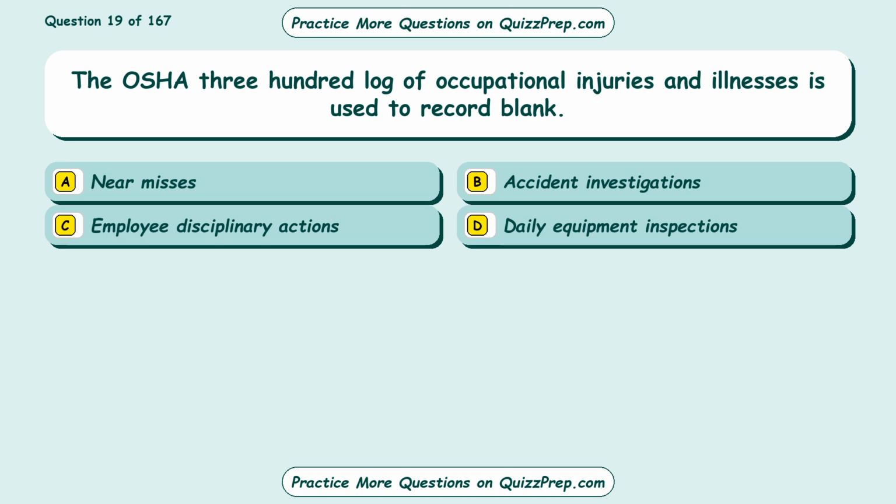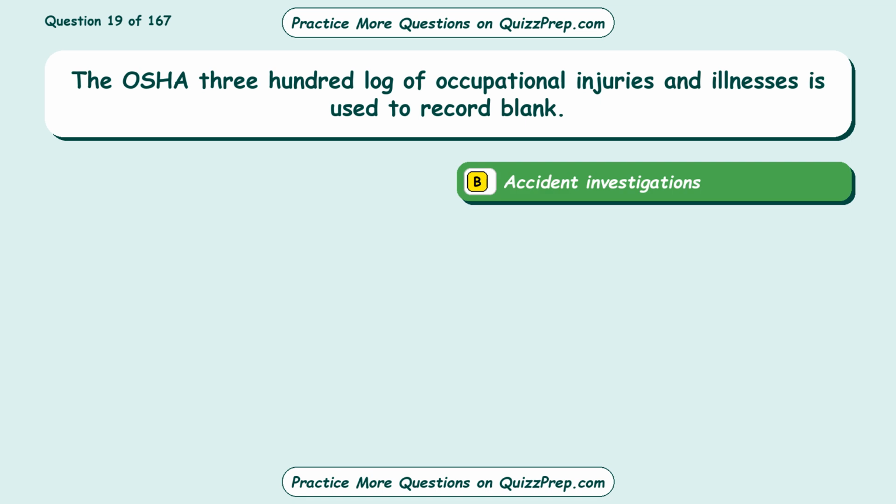Question 19. The OSHA 300 log of occupational injuries and illnesses is used to record blank. Option A, near misses. Option B, accident investigations. Option C, employee disciplinary actions. Option D, daily equipment inspections. The correct answer is option B, accident investigations.